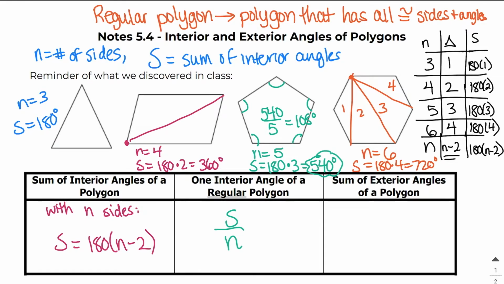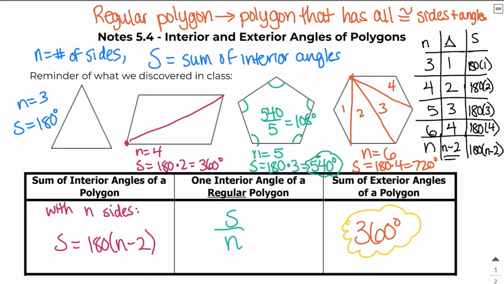And then lastly, the sum of the exterior angles of a polygon will always be 360. No matter how many sides it has, it will always be 360. And this is something we discussed when we did our Desmos activity.